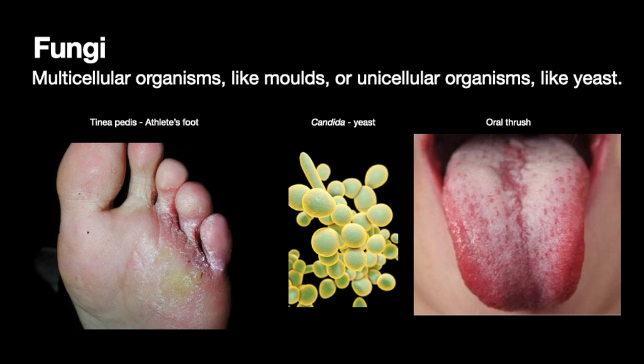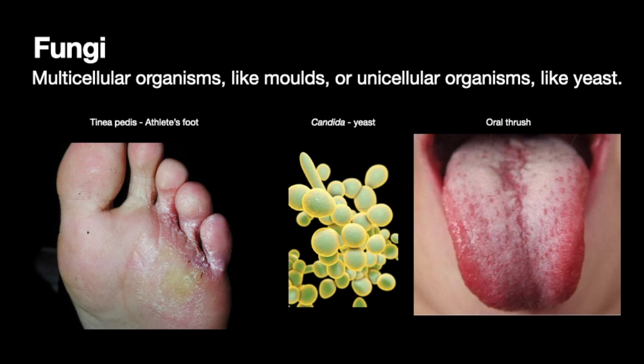Yeast infections, which are also called thrush, are caused by a species of yeast that is found in our bodies called candida. Candida can grow in your mouth, throat, and other parts of your body. Unlike molds, which are multicellular organisms, yeast are unicellular fungi. Most fungal infections cause redness, itchiness, and irritation, and they are very often contagious and can pass from person to person through either direct contact or, less commonly, through contact with common surfaces.